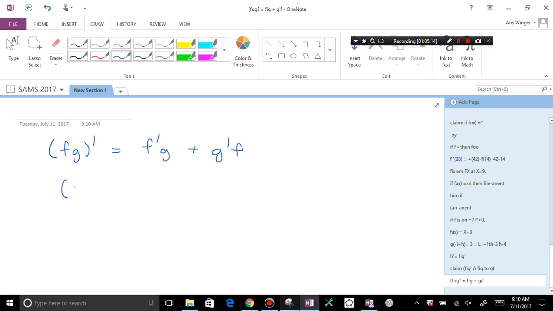That means we can take the derivative of x squared plus 6x times 3x plus 5. We can do this in a couple of ways. We could FOIL this out and take the derivative individually, or we can use the product rule. And let's go ahead and do both.